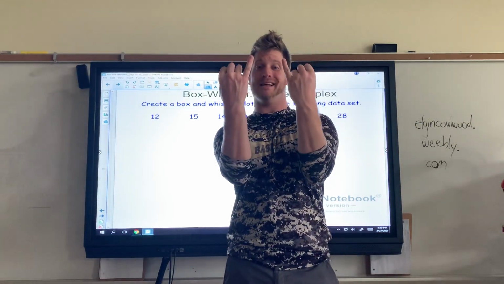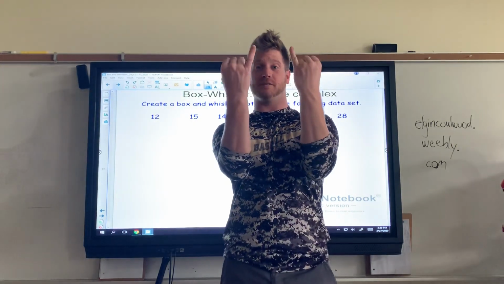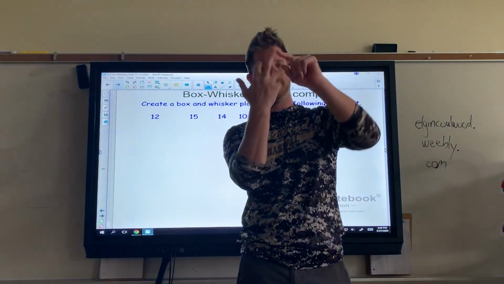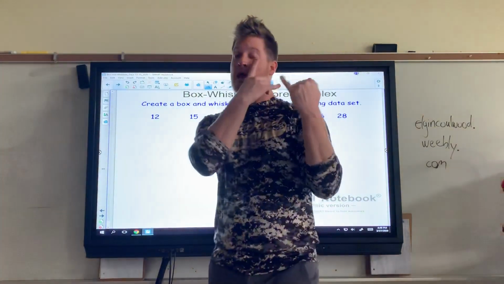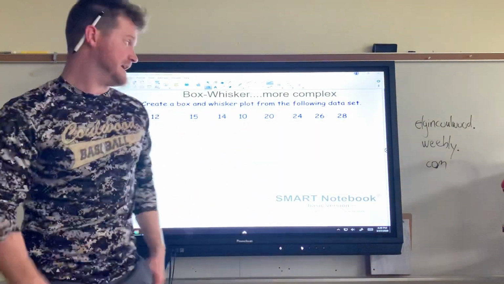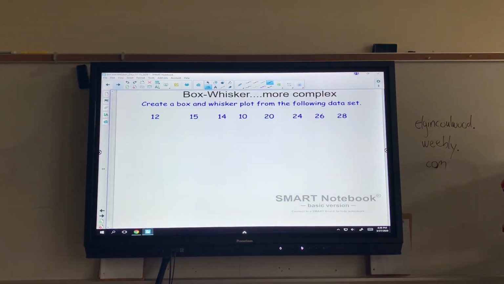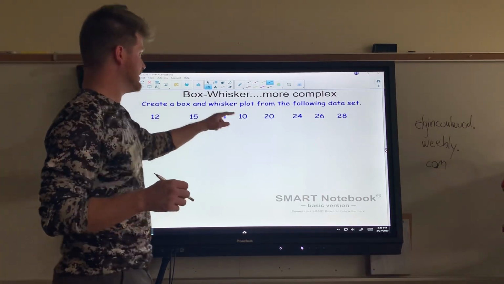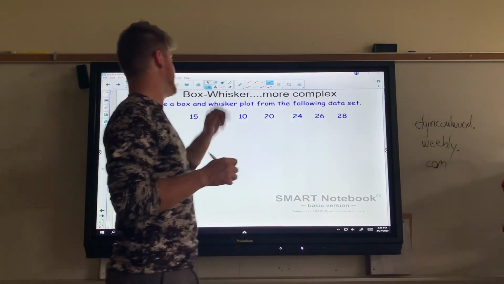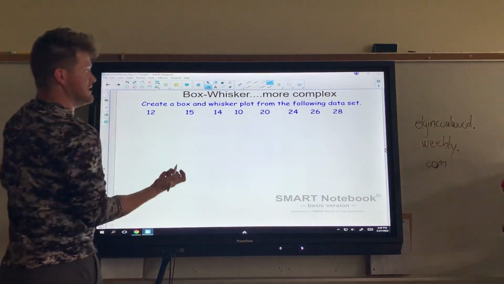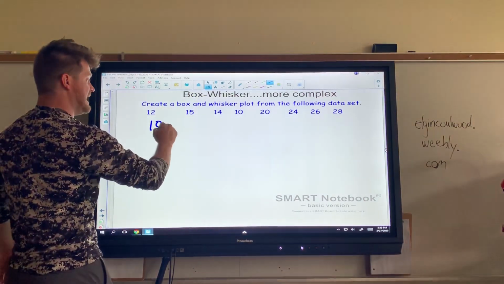That's what we're getting into today. So when there's an even amount, there's going to be 2 middle numbers. When there's an odd amount, there's just that one middle number. With an even amount, there's going to be 2, and it requires one extra step. So when I'm looking at this box and whisker up here, we count the number of values. There are 8 of them: 1, 2, 3, 4, 5, 6, 7, 8. Now the first thing we have to do is order it from least to greatest. So the smallest number up here is going to be 10.